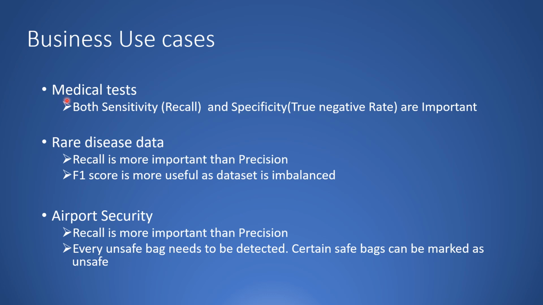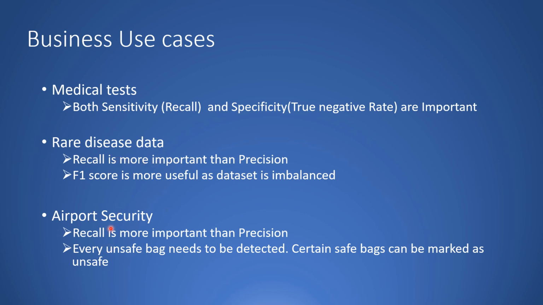Okay. So with respect to rare disease data, it will be an imbalanced data set, right? Because the prevalence of the disease is very rare, right? So here recall becomes more important because we don't want to miss a person with a rare disease. Okay, it is more important than precision.